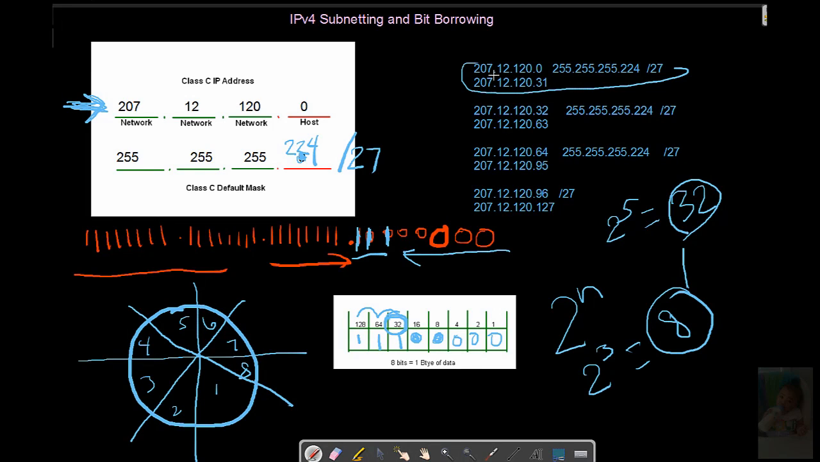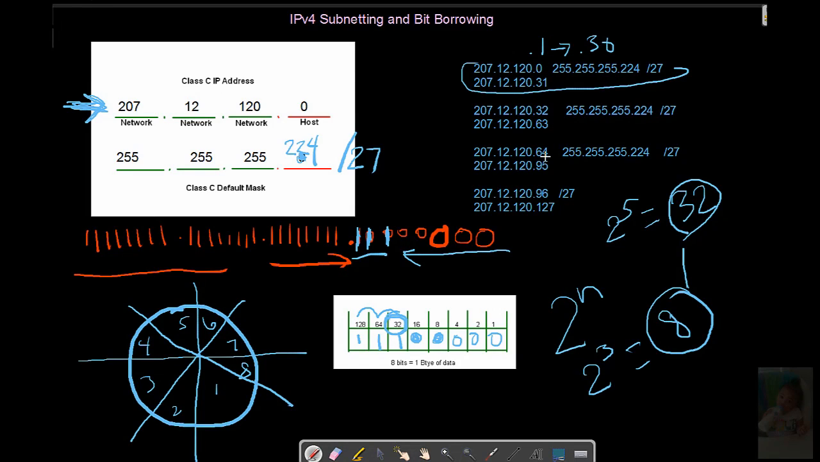If you get asked what's the usable range inside that network, well, it's everything in between. For this first one, it's .1 through .30. That's usable, okay? 0 through 31 is the entire range. 1 through 30 is your usable range.